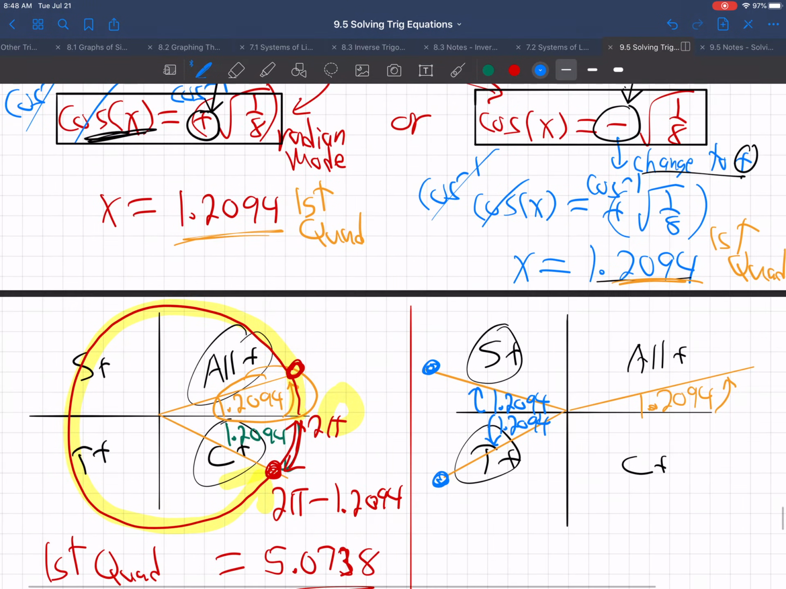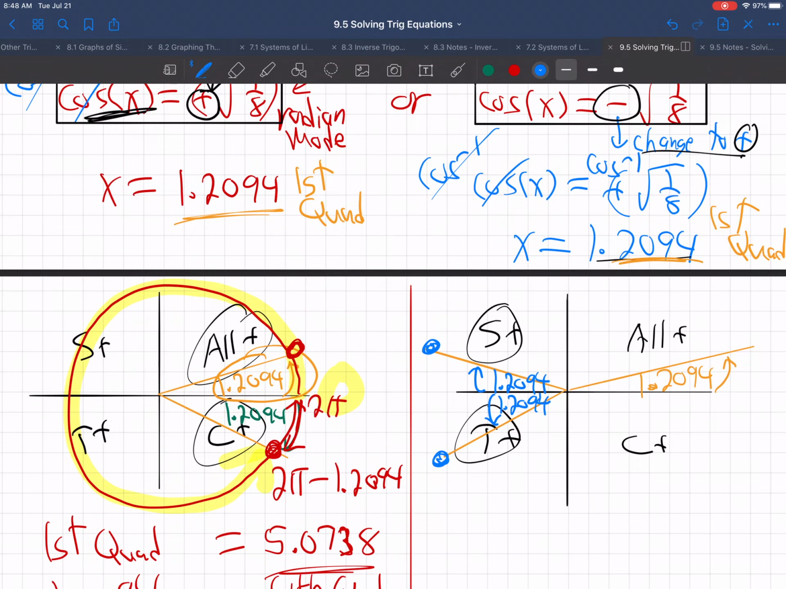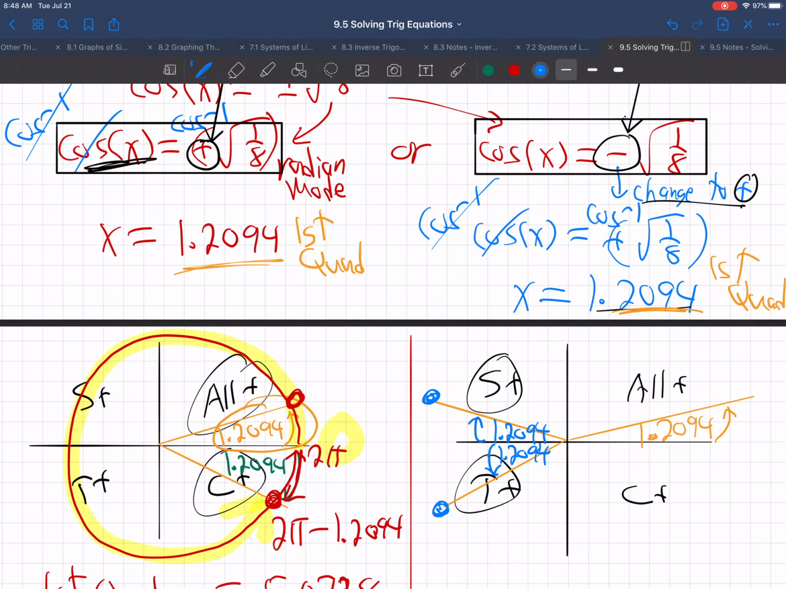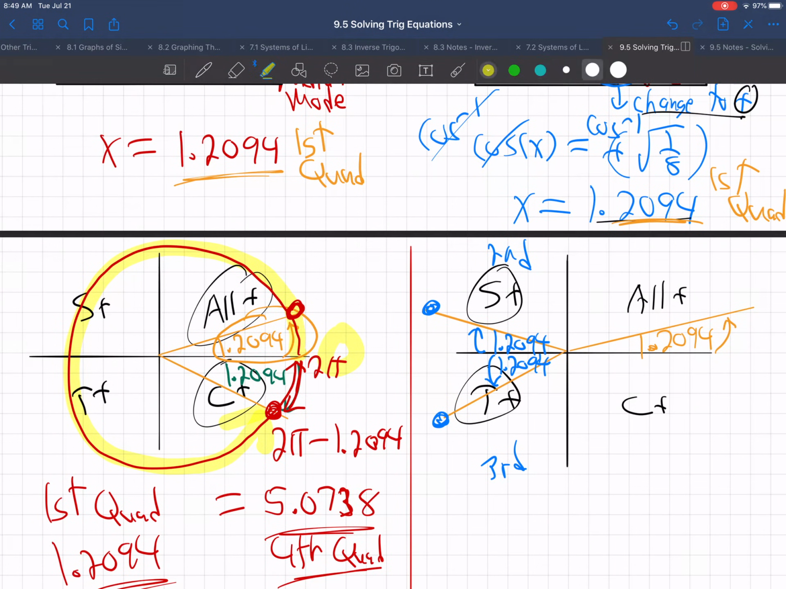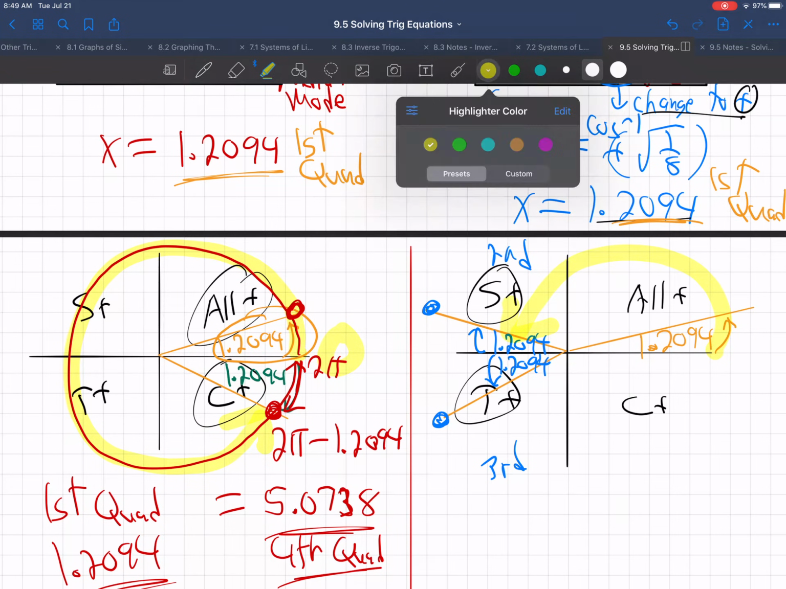So the cosine's going to work out the same there. It's just that for this side, we need cosine negative. Well, cosine's negative in the second and the third quadrants, right? That's where it's negative. So we need the two answers there, second and third quadrant. How do we do it? Well, it's going to be from 0 all the way to there. So how are we going to find that?